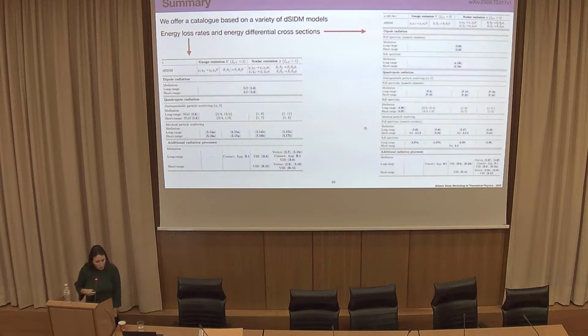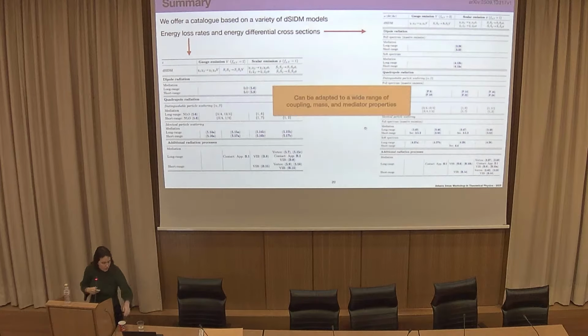So to summarize this work, we worked out a kind of catalog based on this dissipative model, where you can directly read out the energy loss rate and the energy differential cross-section, which can be applied and adapted to a wide range of couplings, masses, and mediator properties. Of course, for us, the application was the halo model and self-interacting dark matter, but you can also adapt it to whatever kind of emission processes you would like.